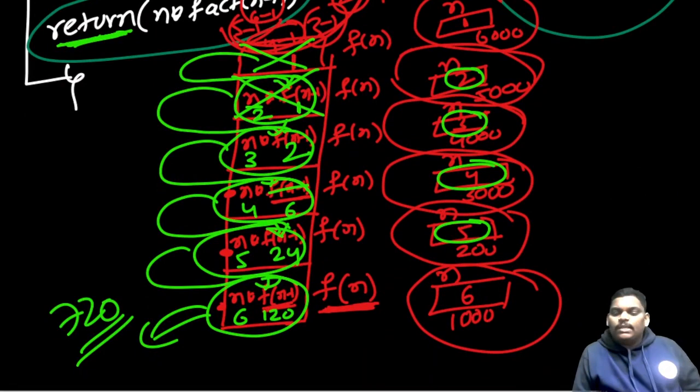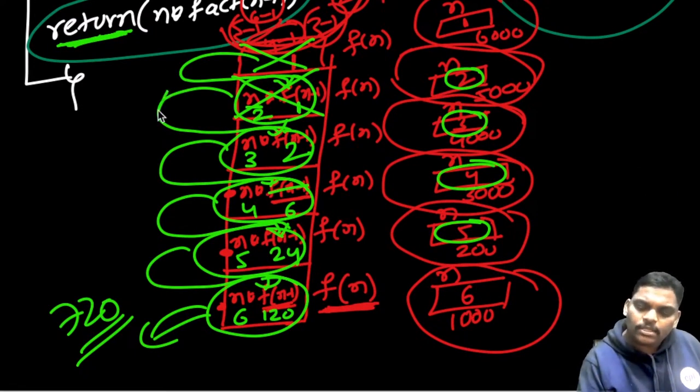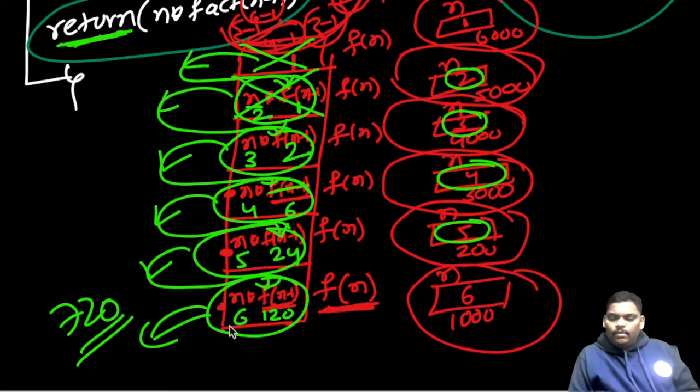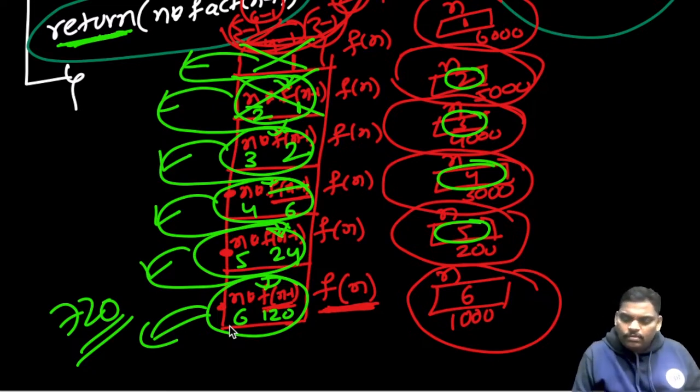So remember, listen, this green color coming down means pop. Pop means return. Function calling means push operation. Whatever way you came, the same way you will go back.